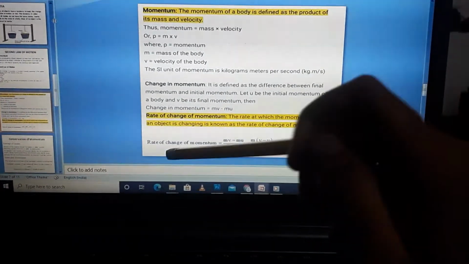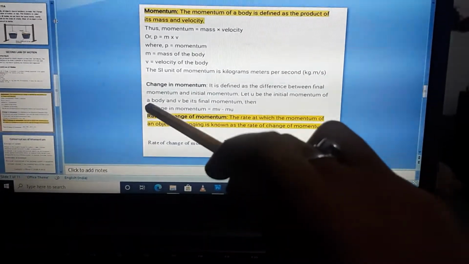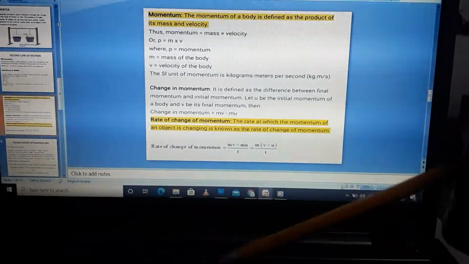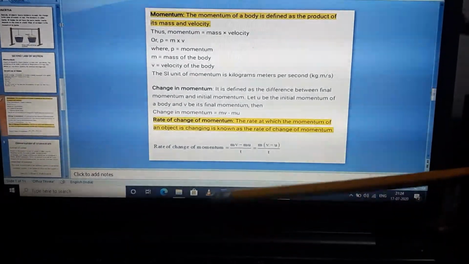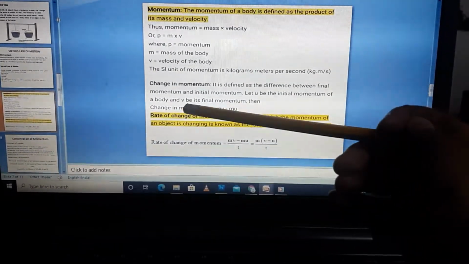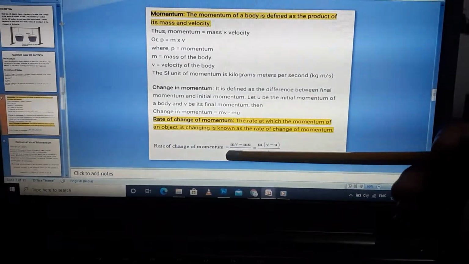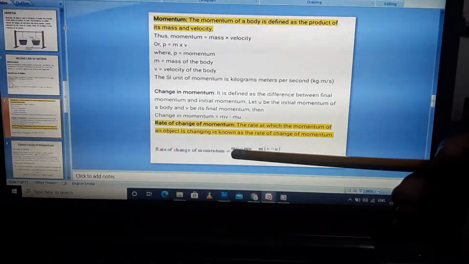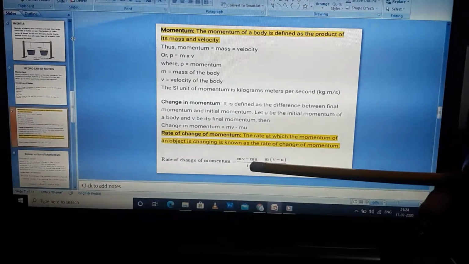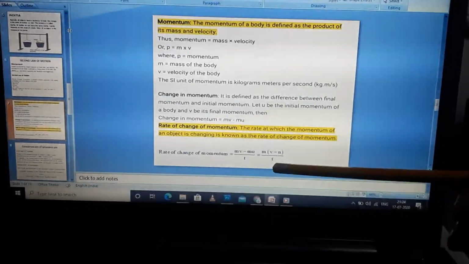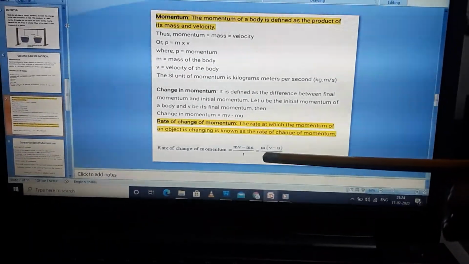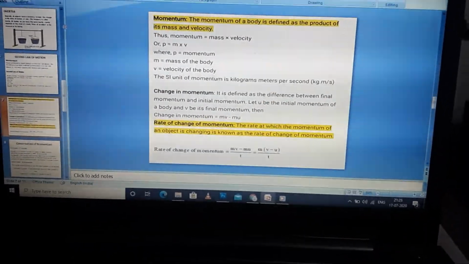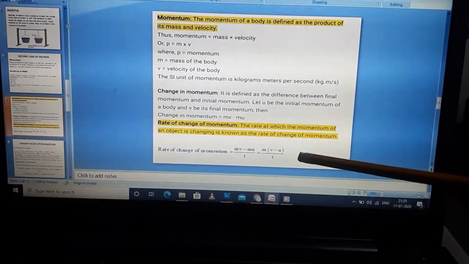Now we come to rate of change of momentum. As we know, wherever rate is asked, that means it is with respect to time. So the rate of change of momentum will be none other than change of momentum upon t, which is equal to mass into final velocity minus mass into initial velocity upon time. We can take mass in common and write m into final velocity minus initial velocity upon time t. This is the rate of change of momentum.